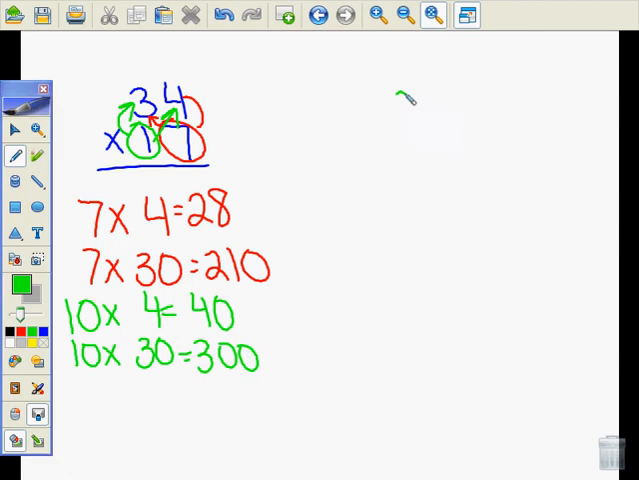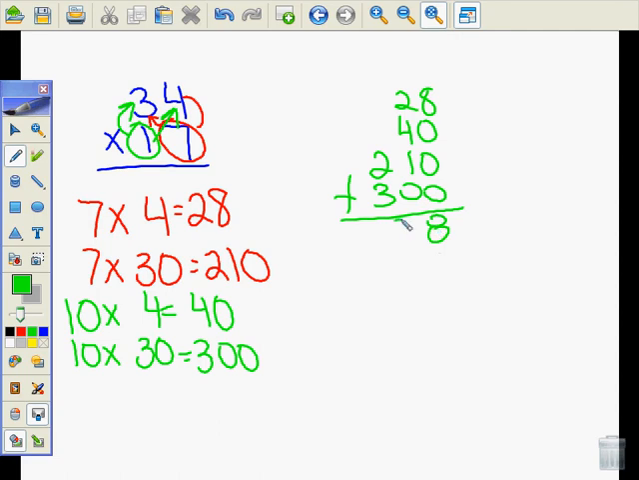So we have 28, 40, 210, and 300. Add those together, that gives us 8. 4 and 2 is 6, plus 1 more is 7. 3 and 2 is 5. So we get an answer of 578.